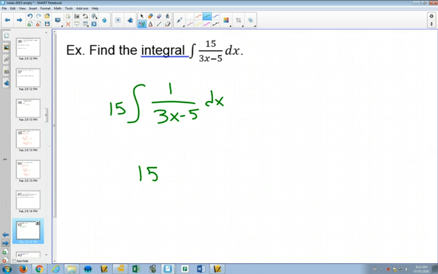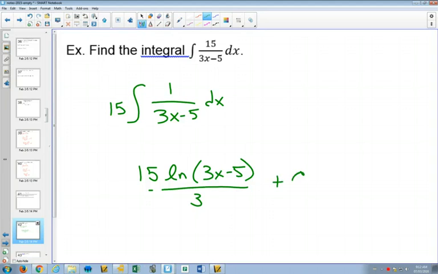Then I know that my answer is going to be 15 natural log 3x minus 5. This would have a chain rule, so we're going to also have to divide by 3 plus c. And if you wanted to, you could simplify this.